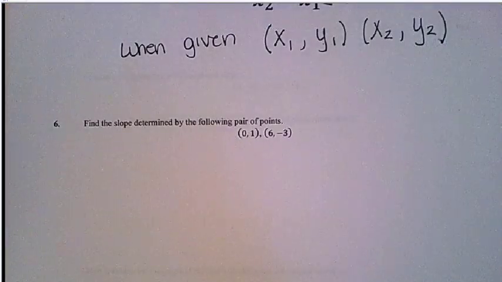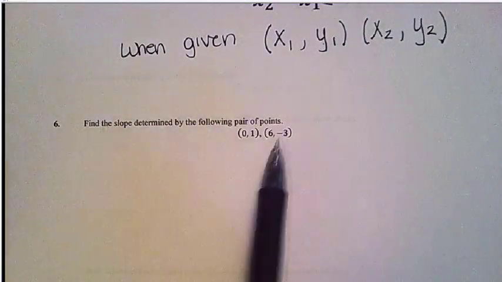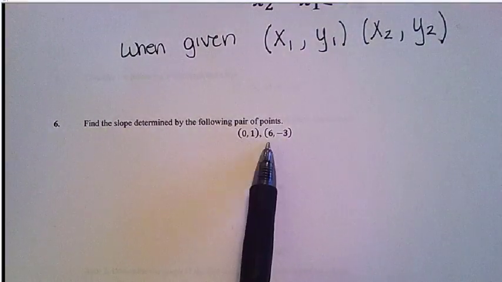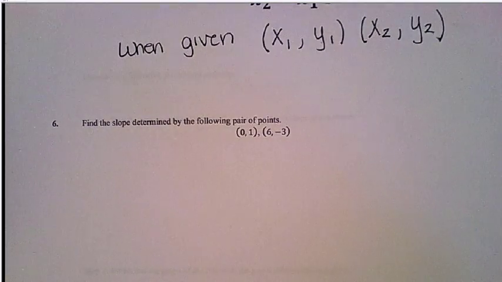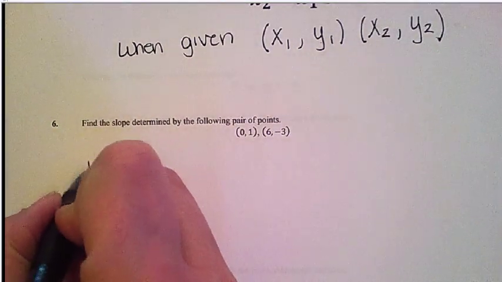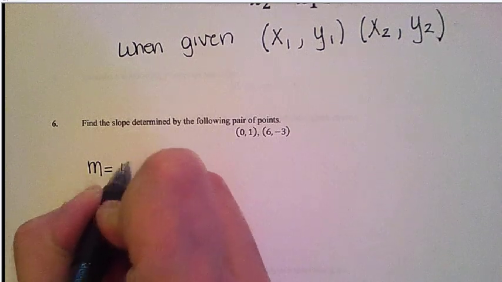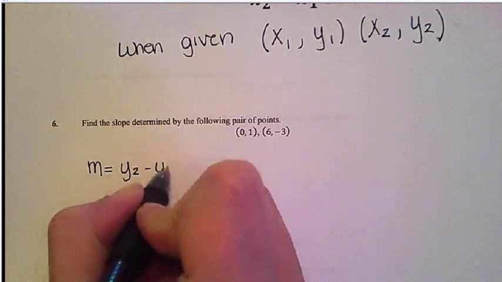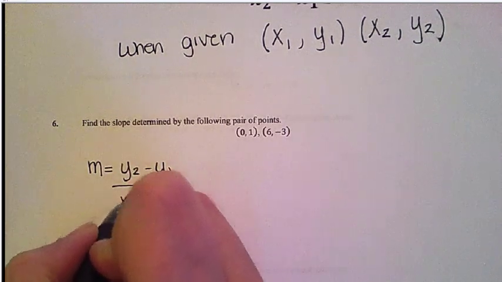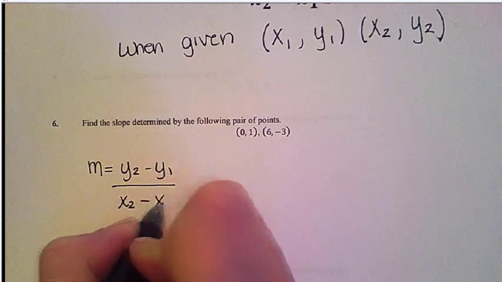So one thing I like to do whenever I'm trying to do an example where I'm using a formula, so in this case we're finding the slope between the points 0, 1 and 6, -3, is I always like to write the formula down because I do have to memorize this formula. So by writing it down every time I use it, it helps me memorize it. So remember our formula is m equals y2 minus y1 over x2 minus x1.